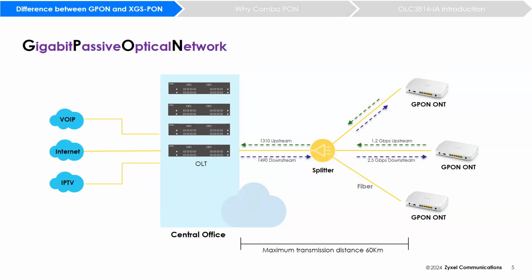Also, in a GPON network, we can connect several GPON ONT with a splitter all on the same GPON port on the OLT devices. The maximum connectable ONT devices on a single GPON port is at most 128 on our devices. And the maximum transmission distance between the ONT devices and OLT devices has to be within 60 kilometers.